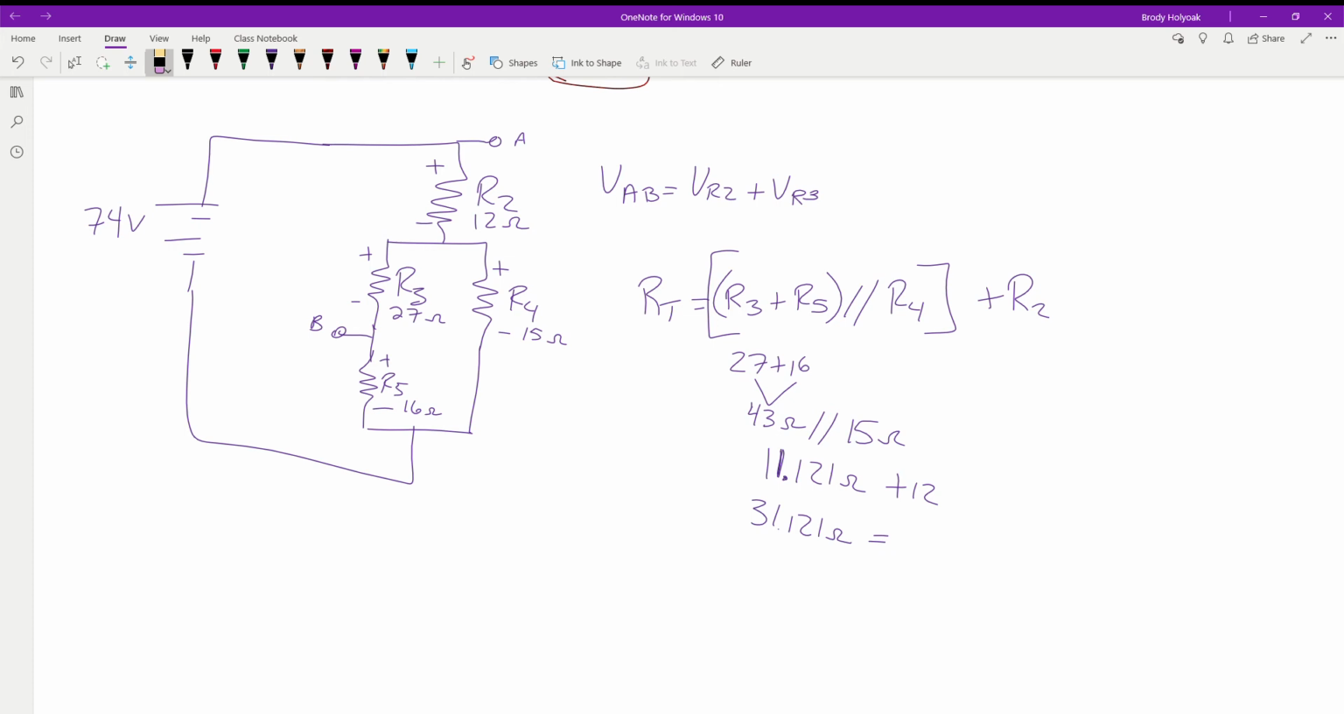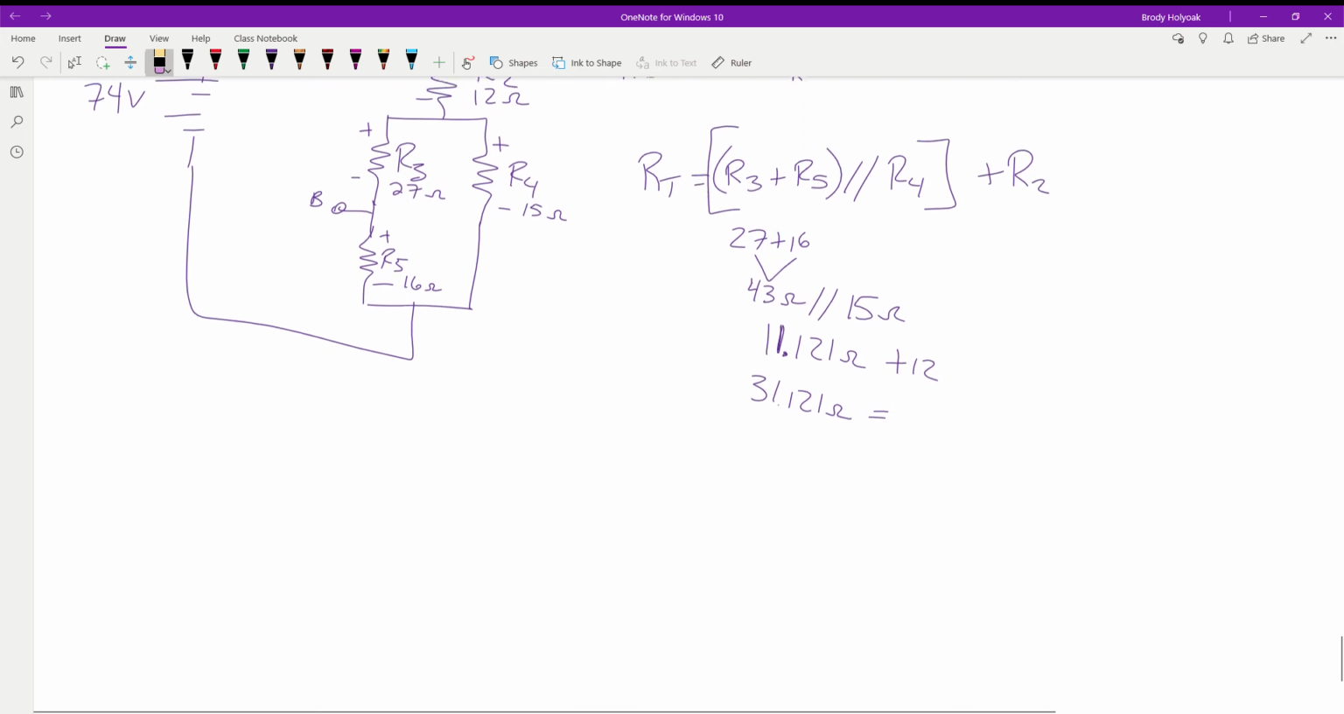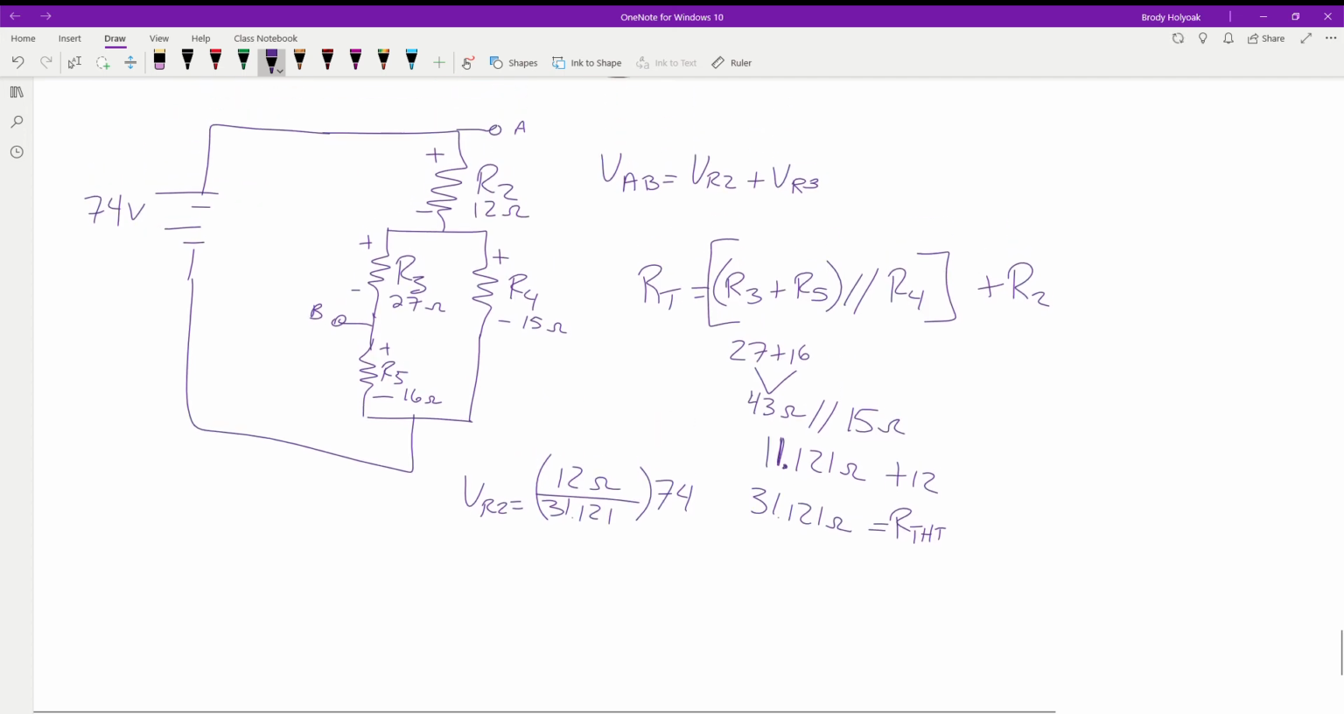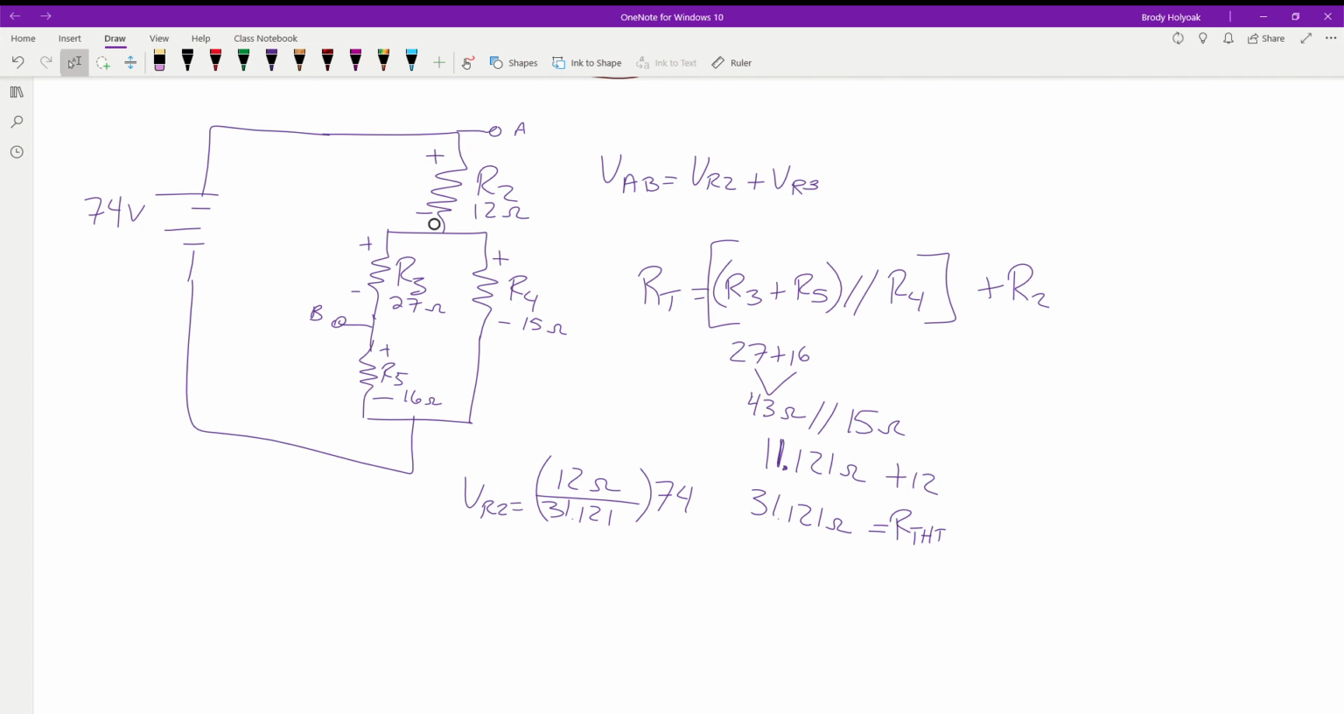So now we need to find the voltage across R2. So the voltage across R2 is we take the 12 ohms, divide it by the 31.121. We multiply that by 74. Because all we have here is we're trying to find this resistance versus that parallel network.